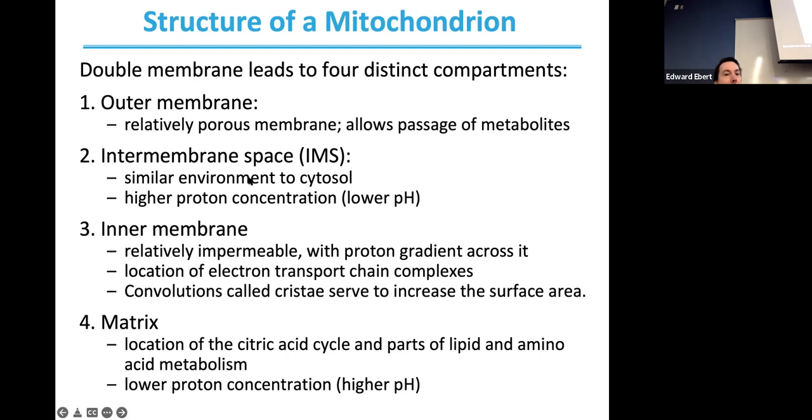The inner membrane is much more impermeable than the outer membrane. It's a lot harder to get across it.